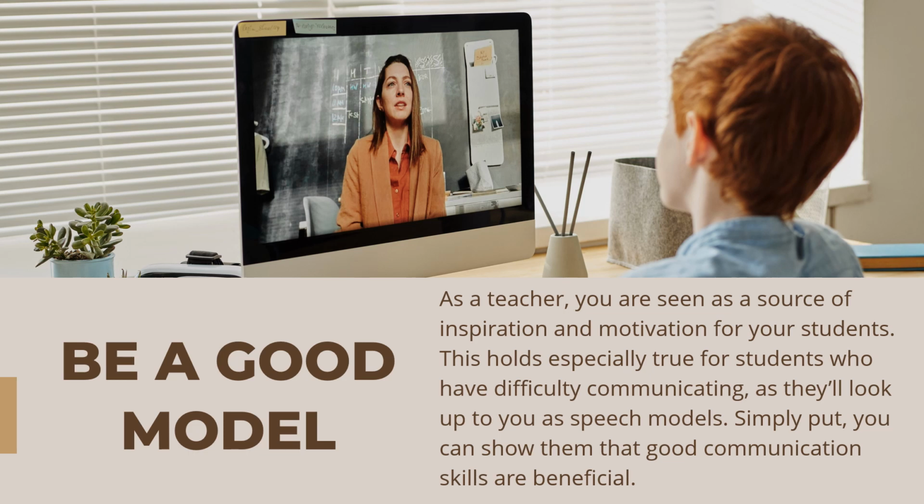This holds especially true for students who have difficulty communicating, as they look up to you as speech models. Simply put, you can show them that good communication skills are beneficial. To be a good model, you should always remember to speak slowly and clearly. Moreover, try to observe if they're following your behavior. For instance, if your student answers with just one word or a phrase, try asking them to improve their answer with a complete sentence.